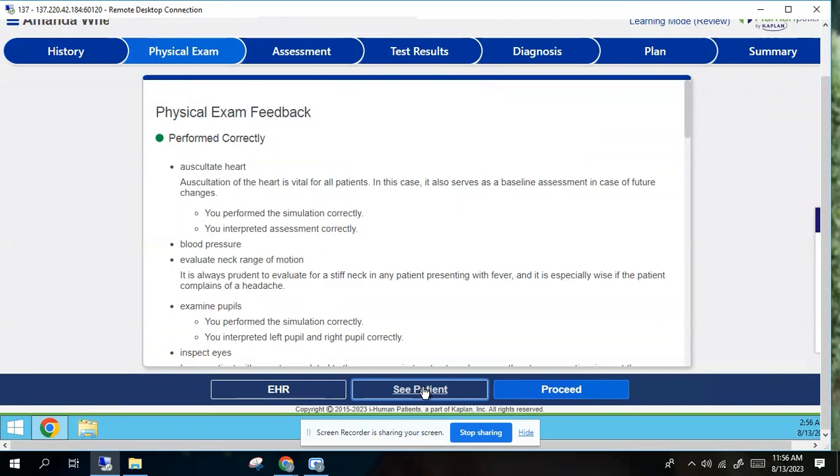Now, once you're done with that, you can just check the feedback, and then you can see, as per the feedback, these are the ones I performed correctly. I auscultated the heart, blood pressure, I evaluated the neck range of motion, I examined pupils, I inspected the eyes.